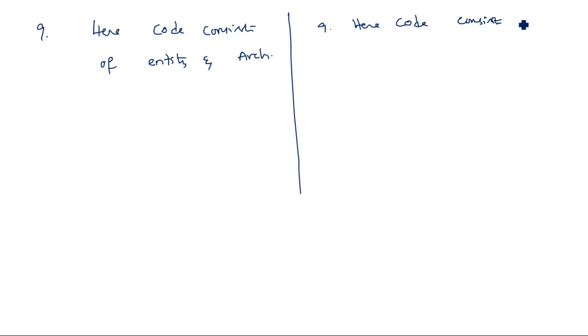Or we can say the ninth one: in VHDL the code consists of entity and architecture, and in Verilog the code consists of only a module.